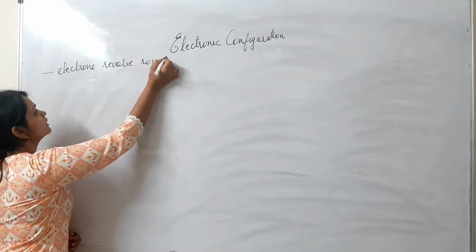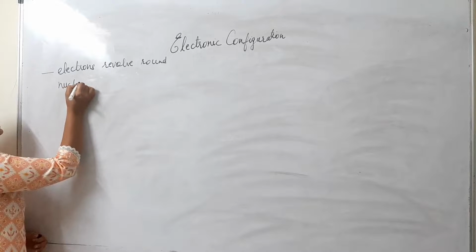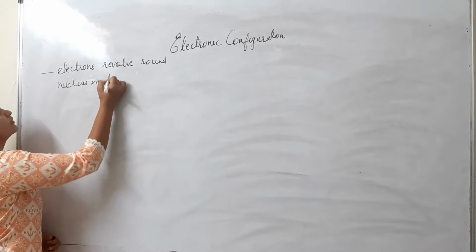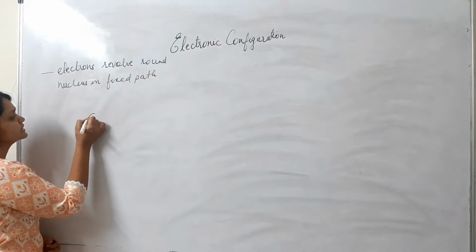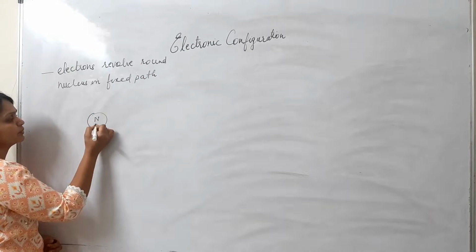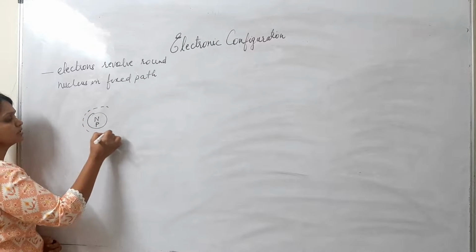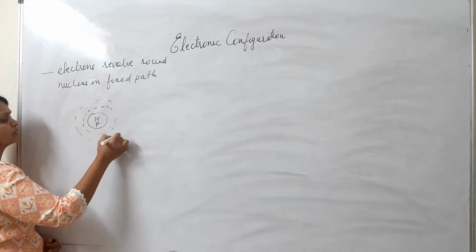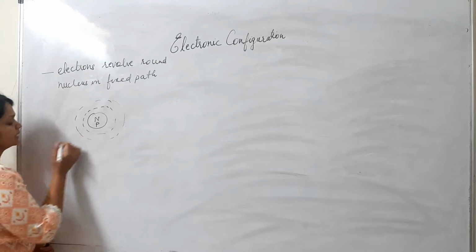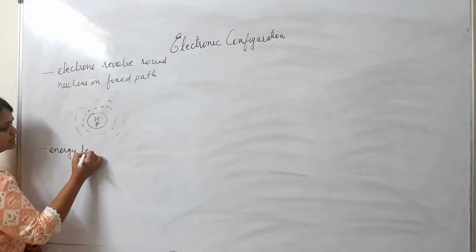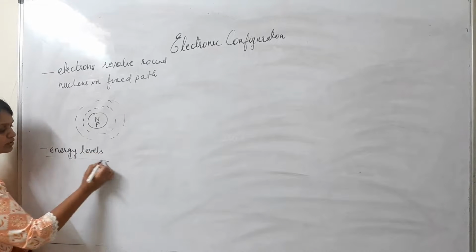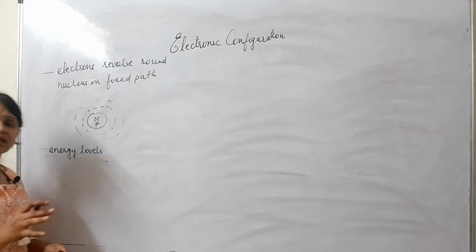round the nucleus in a fixed path. Suppose this is the nucleus where we have the protons and the neutrons. The electrons will be present in these orbits. These orbits are also known as energy levels.